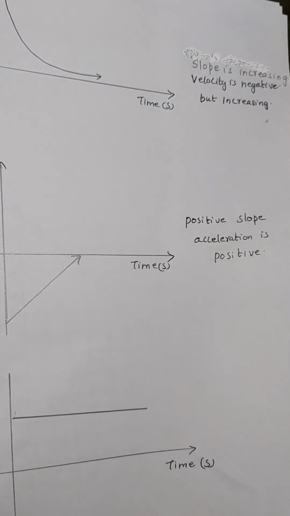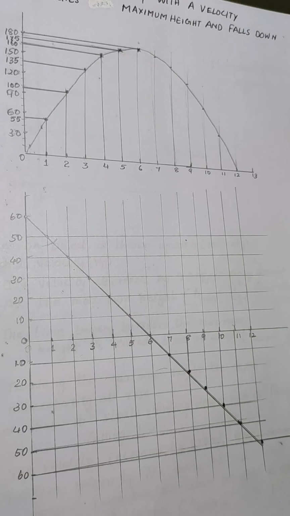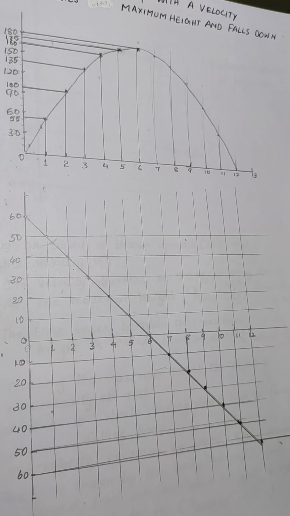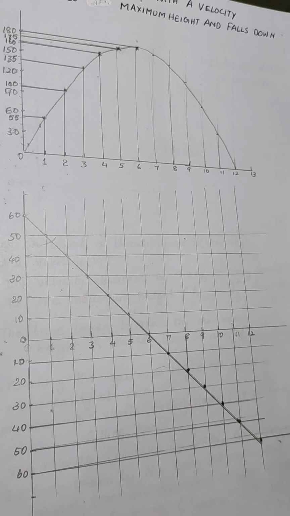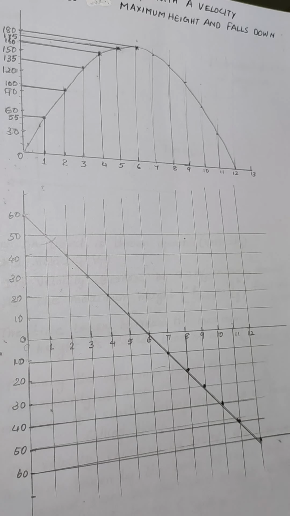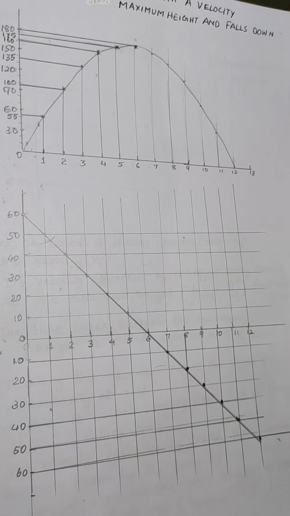You have to deal with different situations where variations happen in the position-time graph and corresponding variations happen in the velocity and acceleration-time graphs. This should be very clear for analyzing any type of graph.